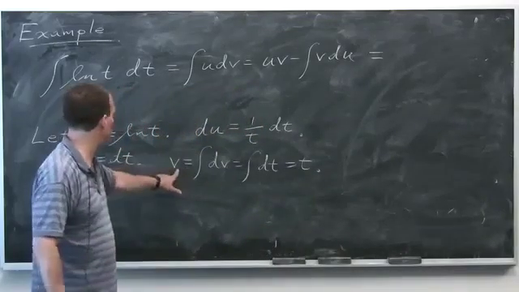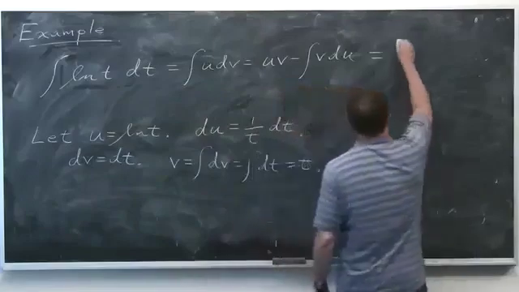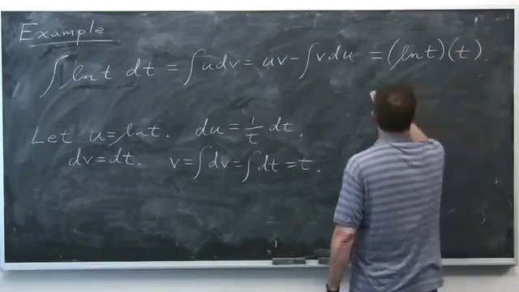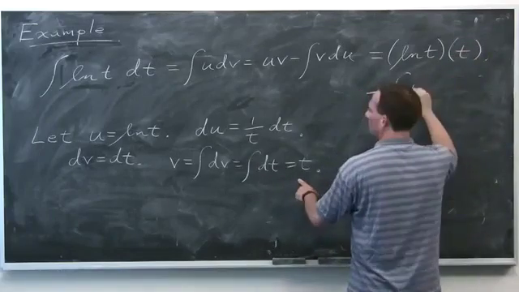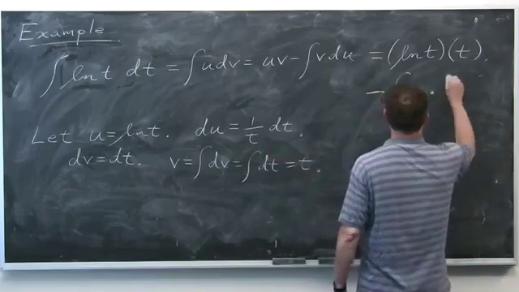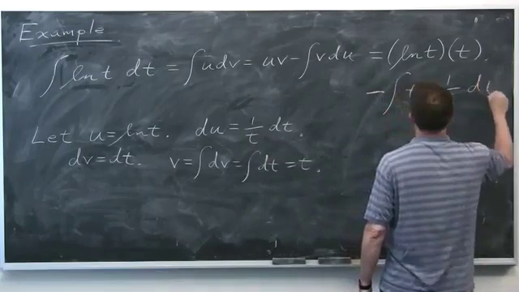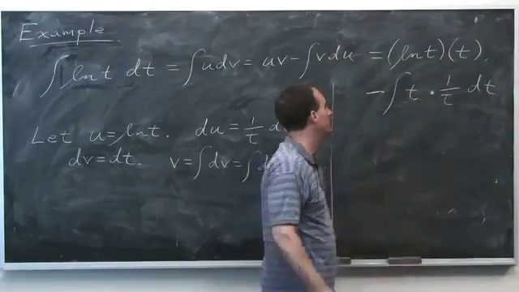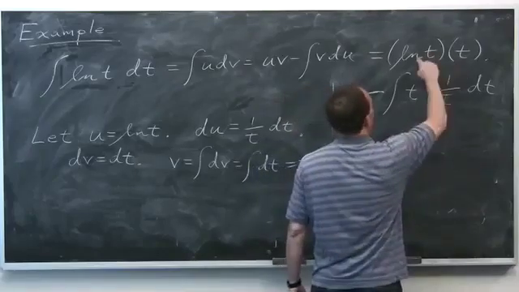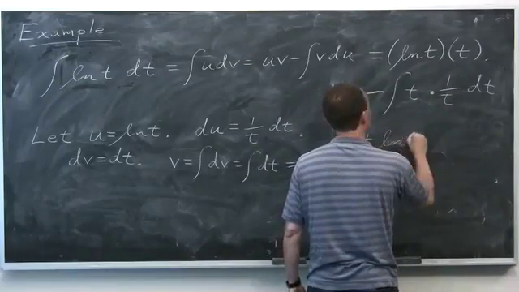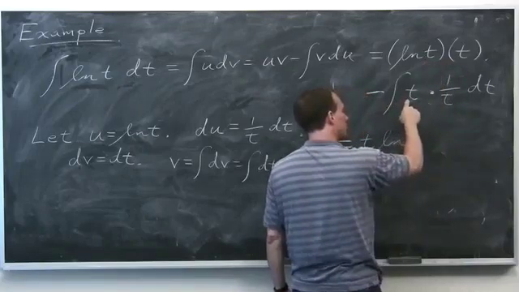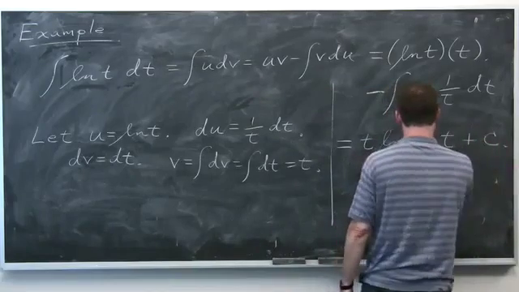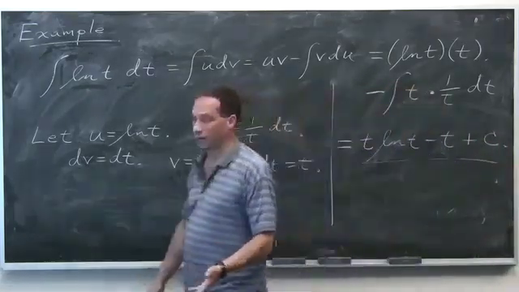So what's u times v? It's ln of t times t. So we get ln of t times t minus the integral of v, which is t, times du, which is 1 over t dt. But the t's cancel. And this is just the integral of 1 dt, which is just t. So rearranging this, just so we don't need all the parentheses, this is t times the natural log of t minus the integral of 1 dt. That's minus t plus a constant. And that's it. That's the antiderivative of ln of t.